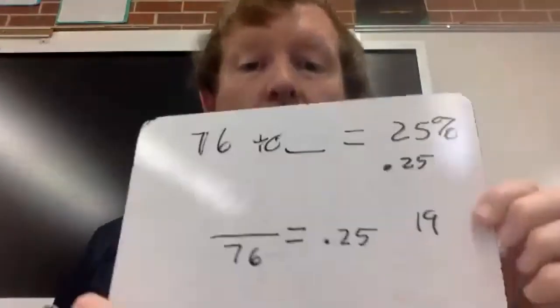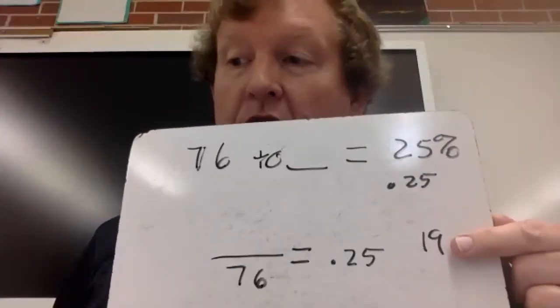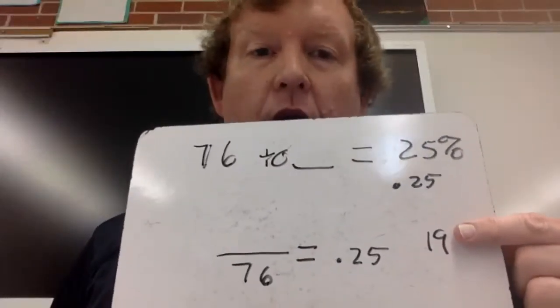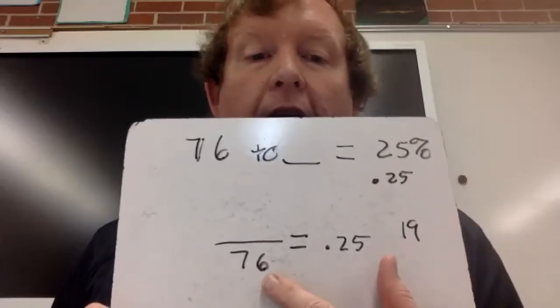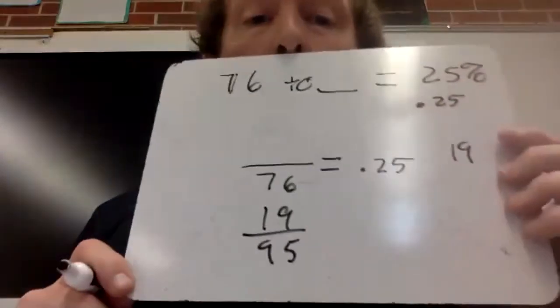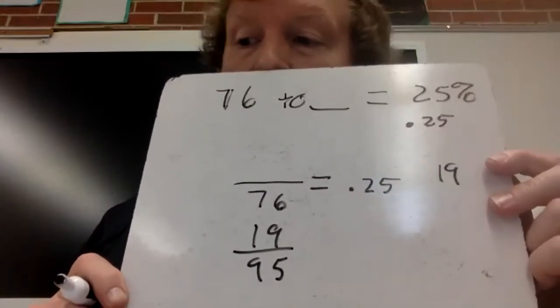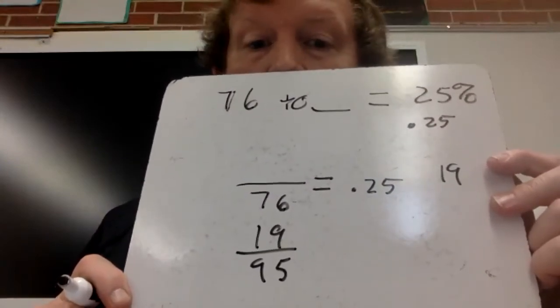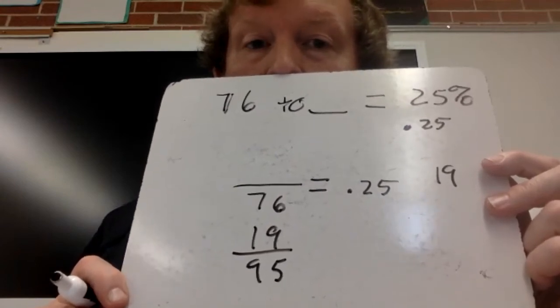That gave us the amount of change, but then we have to take this number. It says it increased. So what was the number that it increased to? We take this amount of change and add it to 76. So our answer is 95. The answer for number 17 is 95.